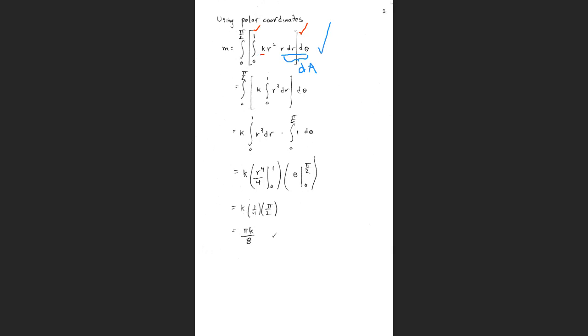Now this K here, we don't know what K is. They just said the density at any point is proportional to the square of its distance from the origin. So they haven't given us any initial condition that would allow us to solve for K. So we have to just leave K as it is, and hopefully it'll resolve itself later.